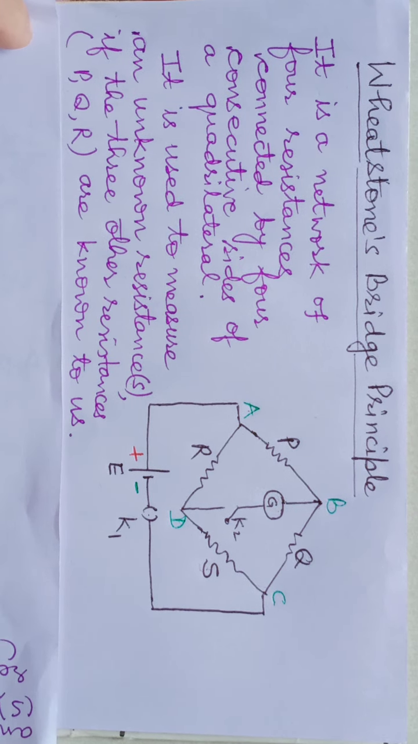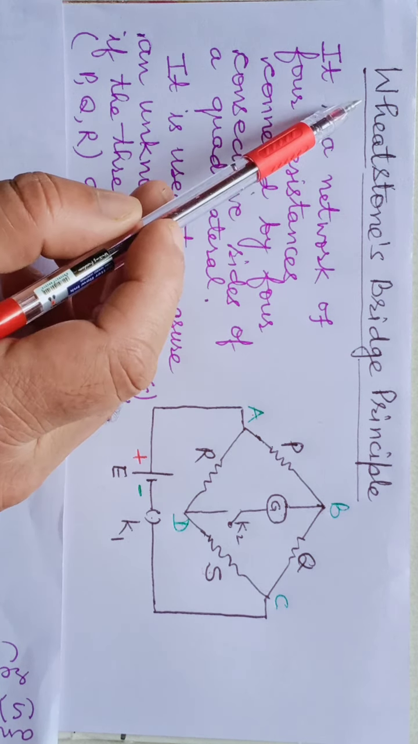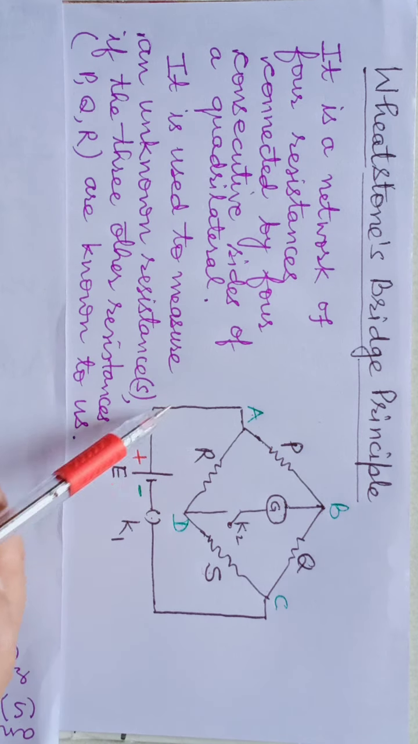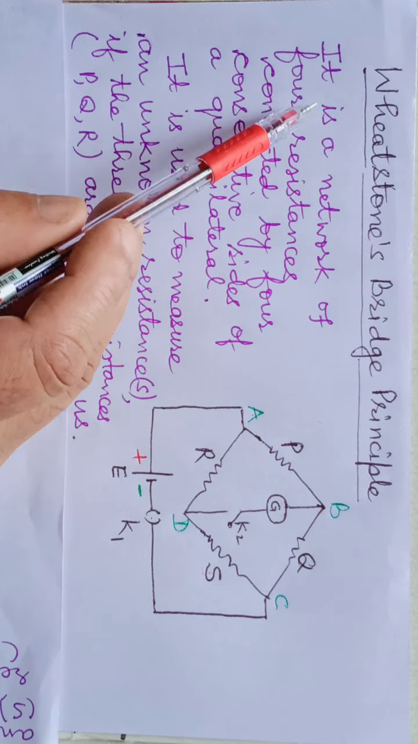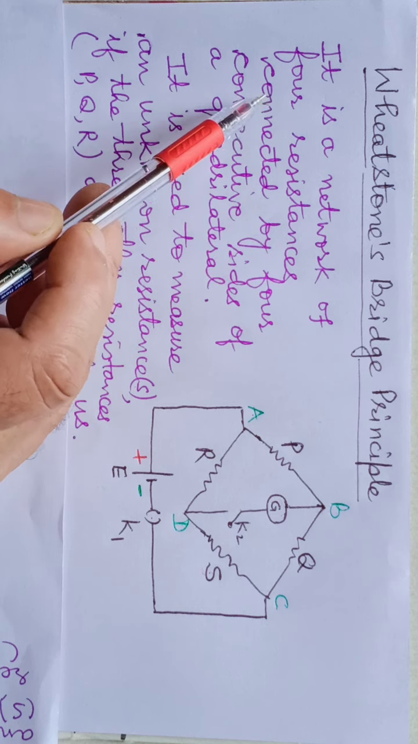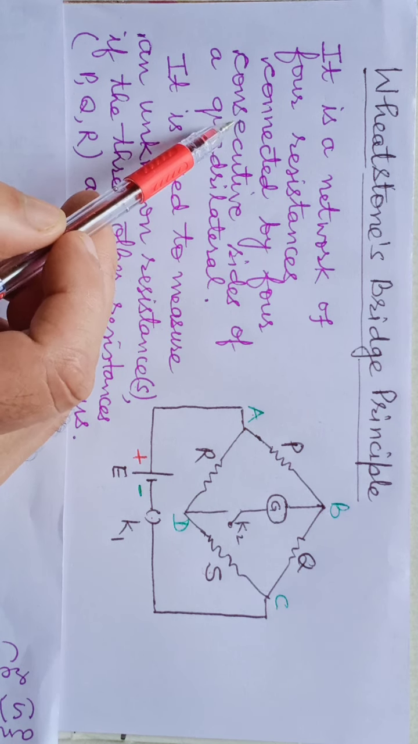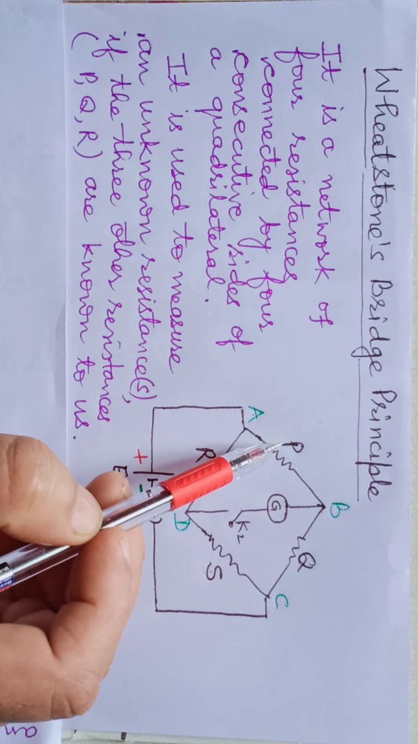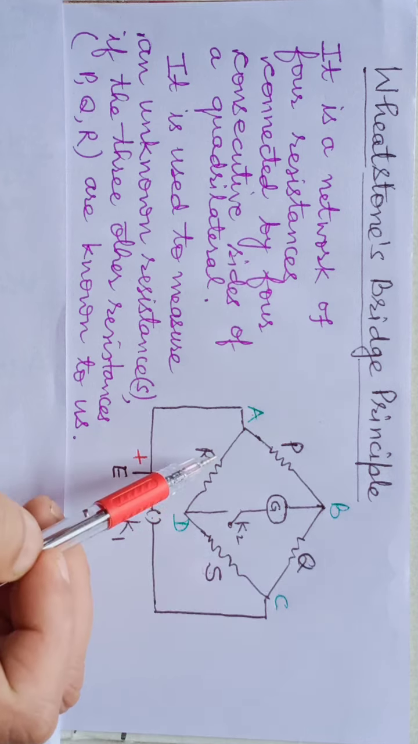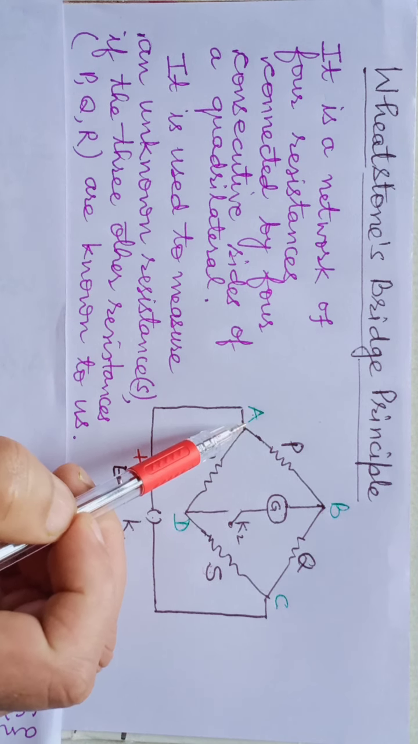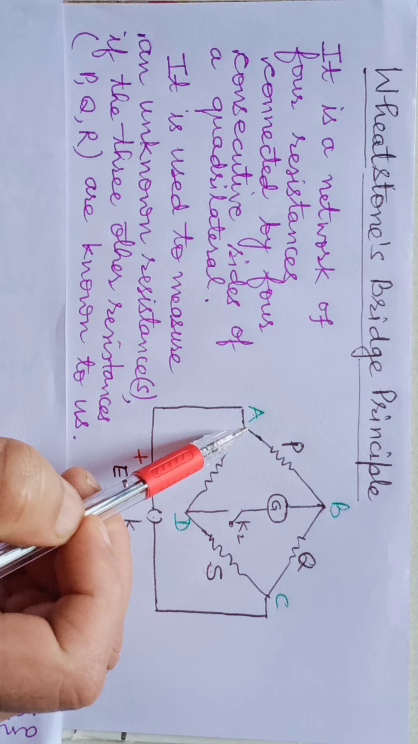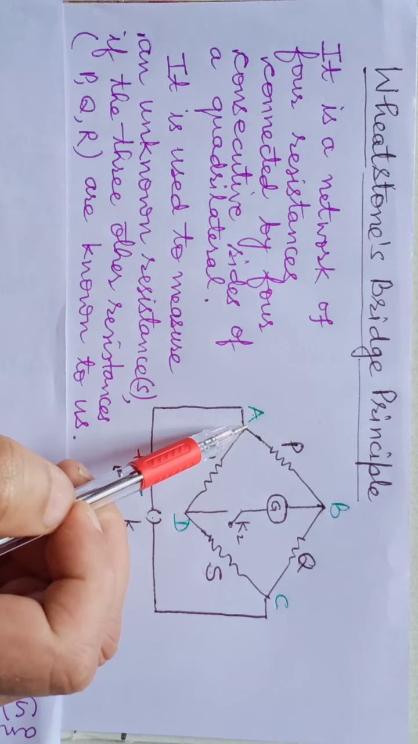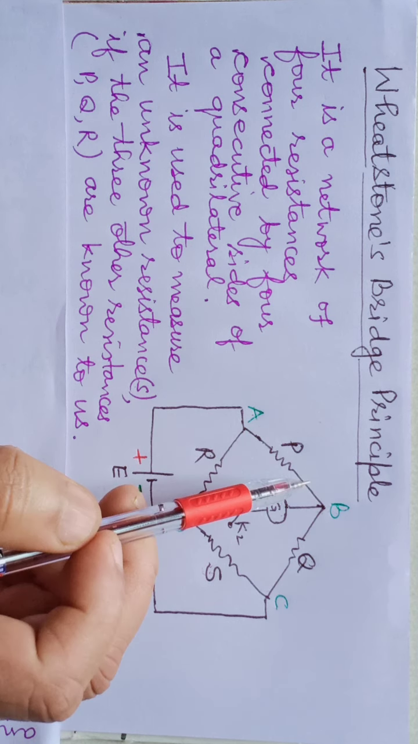Today our aim is to learn about Wheatstone's bridge principle. Now here a figure is shown. It is a network of four resistances connected by four consecutive sides of a quadrilateral. The four resistances are P, Q, R, S, and they are connected by four consecutive sides AB, BC, CD and DA of a quadrilateral.